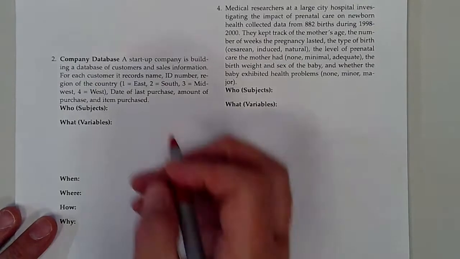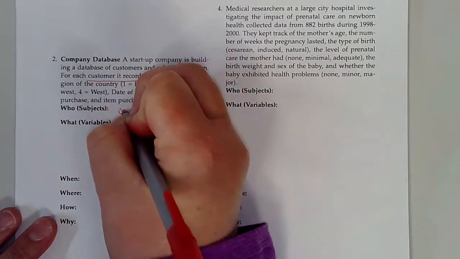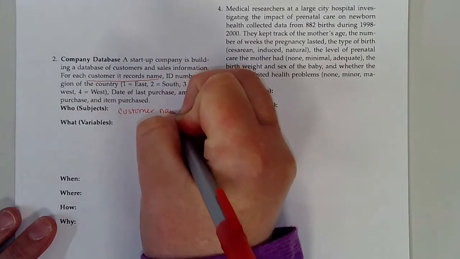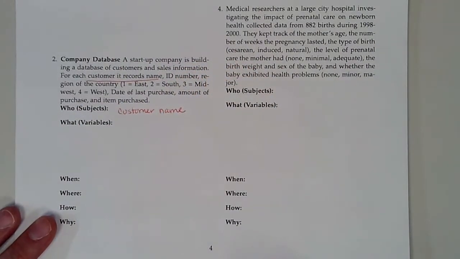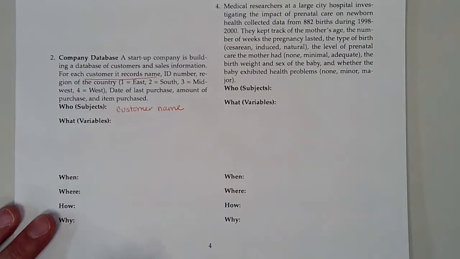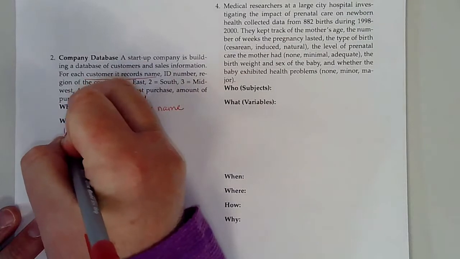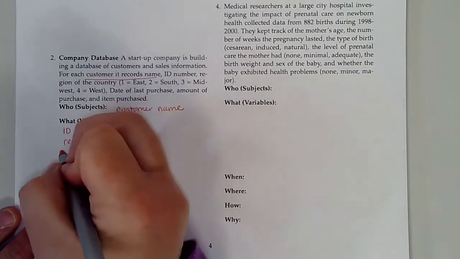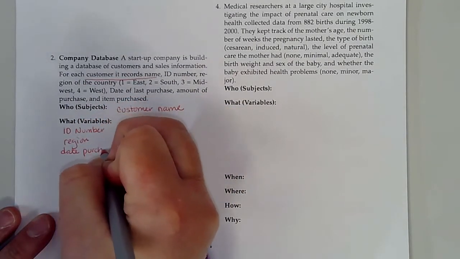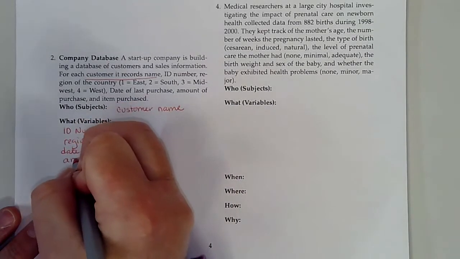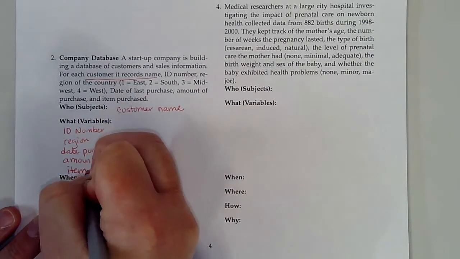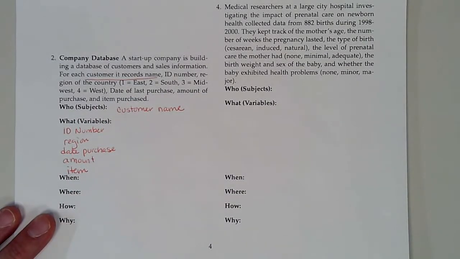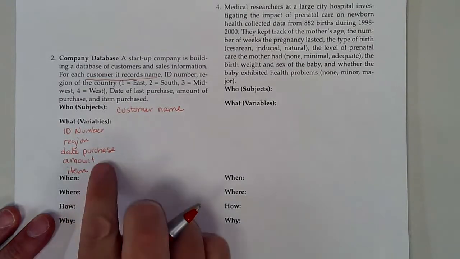So the who is going to be these customers, and I would probably say that that's really the customer name. I'm not quite sure how you would have a customer separate from its name, unless you were identifying the name of the representative that made the order. Those are most likely the same thing. We do have an ID number, a region, date of last purchase, amount, and the item. Okay, so 2 of these are a little bit tricky. So let's start with maybe these easier ones. The last 2 are the easiest.